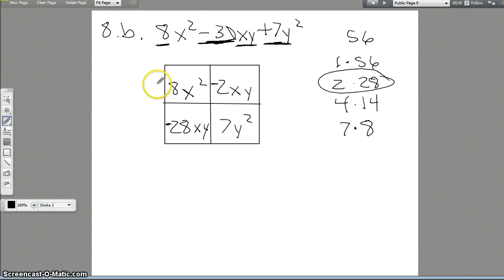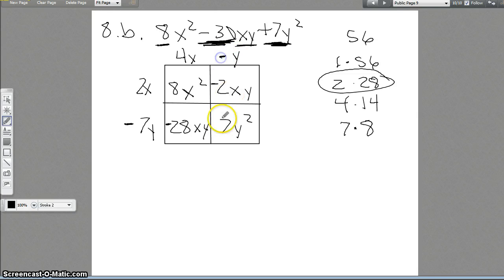Now, first row, greatest common factor is 2x. Second row, greatest common factor is 7y. We also know this must be negative because we must have 2 negatives to add together to get a negative and 2 negatives to multiply together to get a positive. Okay, first column, greatest common factor is 4x. Second column, greatest common factor is y.